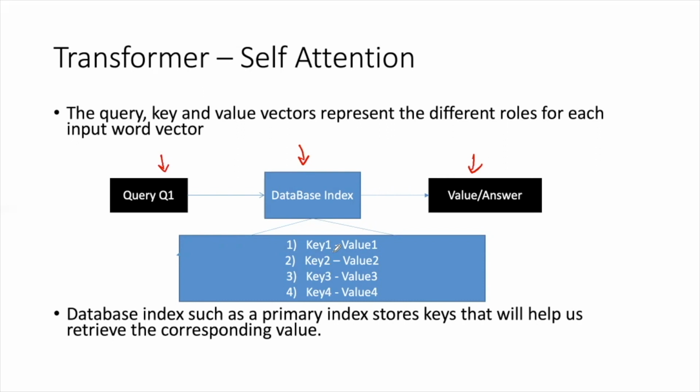Similarly, we can also try to understand the query, key, and value matrices in this way. We first try to find the relevant key vector for our query vector, and then we pull out the associated value vector. That's how the scenario of a database index and the self-attention that we are seeing here can be related.